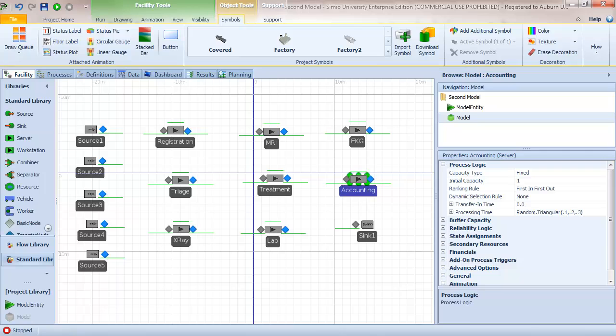And finally, accounting takes 5 minutes, and there are 4 accounting clerks. So there are 4 accounting clerks, and let's say that this is 2, 5, 8.